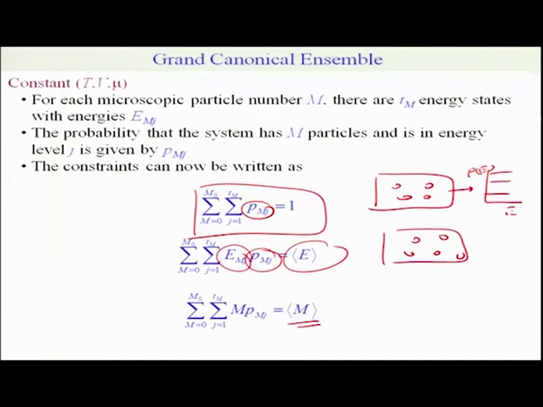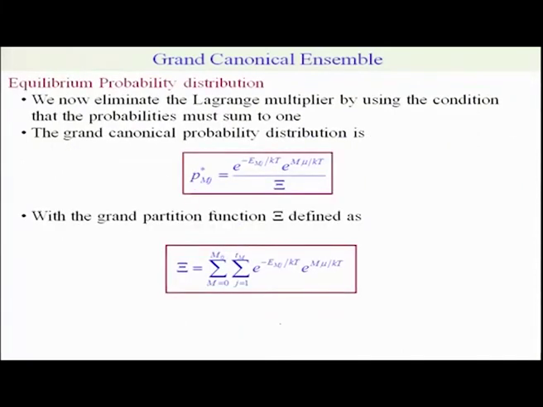You need to solve that, and after solving this using the Lagrange multiplier, we get the grand canonical probability distribution as simply e to the power minus E_Nj divided by kT, multiplied by e to the power N mu by kT, divided by this partition function. The partition function is the double summation of this product of exponential terms. So, this is nothing but the Boltzmann factor, and this is the term which connects the particle number and the chemical potential, N mu divided by kT.